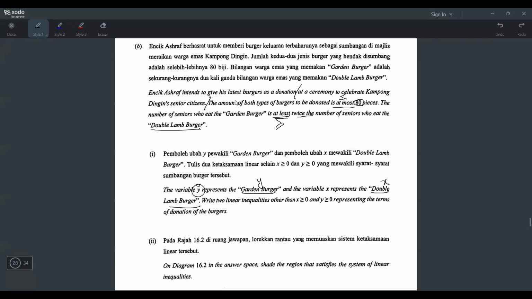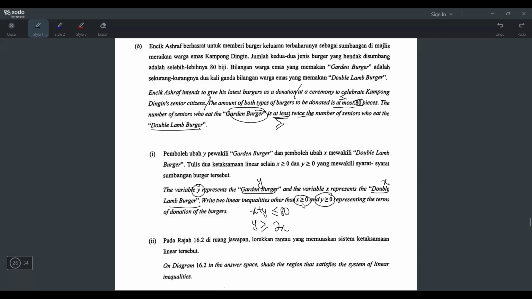First inequality, amount of both types is at most 80. So x plus y, because it's the total amount of both types, right? At most 80 is smaller or equals 80. That is your first inequality. Second one, the number of seniors who eat garden burger, I already told you they mention here y, right? Garden burger, we use y to represent. At least twice the number of double lamb. So at least, the symbol is bigger or equals, twice double lamb, so 2x. So this is your number 1 answer. I want to explain why they mention x bigger than 0, y bigger than 0 here. It's because x and y represent the number of burgers. Number of burgers is like a quantity. Quantity cannot be negative.